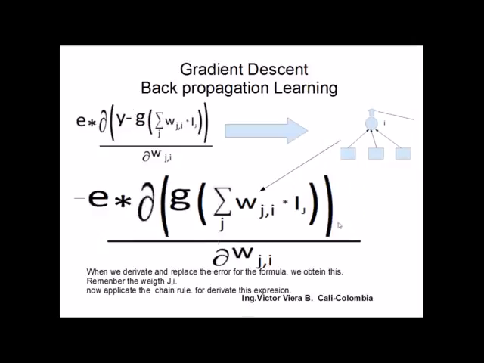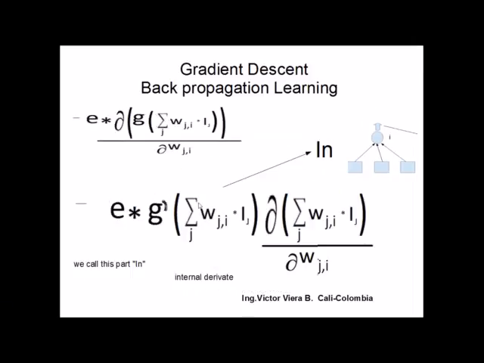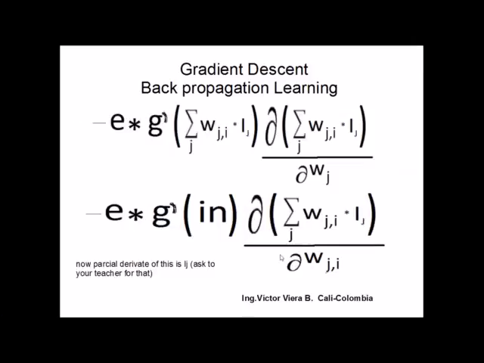Now, to derive this part, we apply the chain rule. We can call this part in_i, and this is the internal derivative: minus error times g prime of in_i, times the derivative over j of sigma over j w_ji times a_j, by the derivative of w_ji.